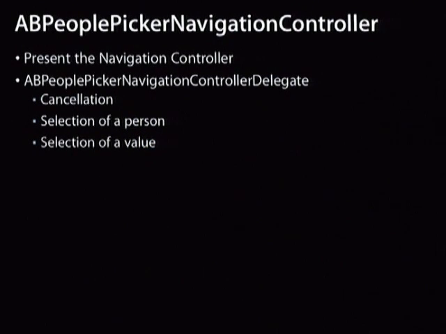In order to do this, we have this navigation controller class called ABPeoplePickerNavigationController. This is essentially the entire contacts application. It doesn't let you edit, but lets you pick and navigate the entire contacts, all the groups, etc. You have to implement the delegate, and the delegate has three callbacks: cancellation, selection of a person, and selection of a particular value.